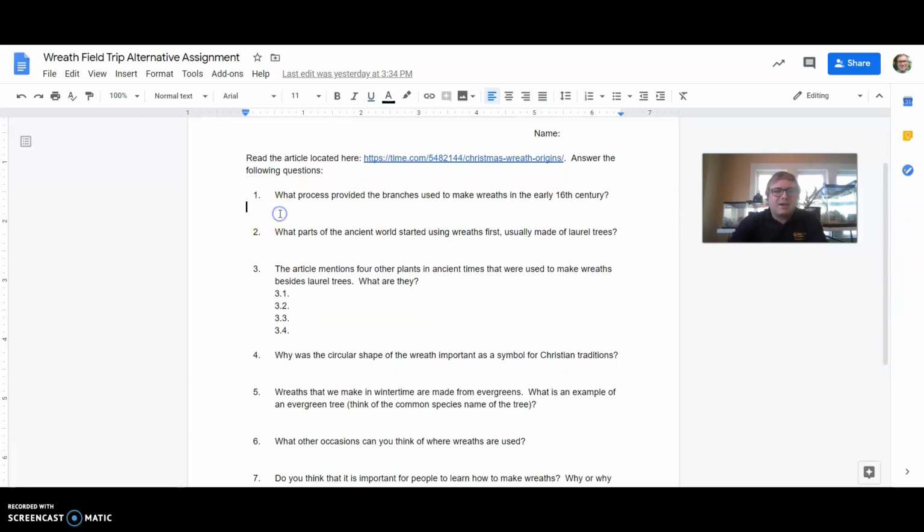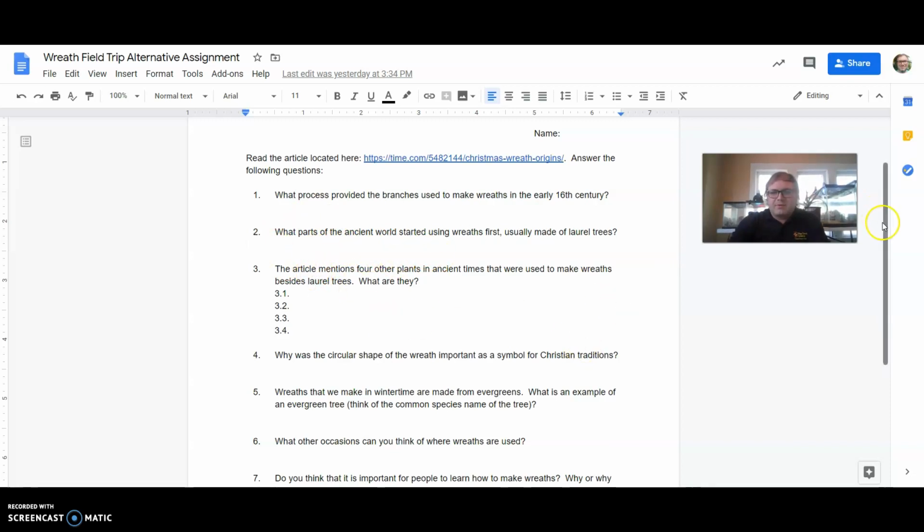So the questions on here, number one, what process provided the branches used to make wreaths in the early 16th century? So if we think about these evergreen wreaths, where were these branches coming from? That's what we're looking at for number one. Number two, what parts of the ancient world started using wreaths first, usually made out of laurel trees? So it talks about some ancient societies as far as being in certain parts of the world, so indicate those there.